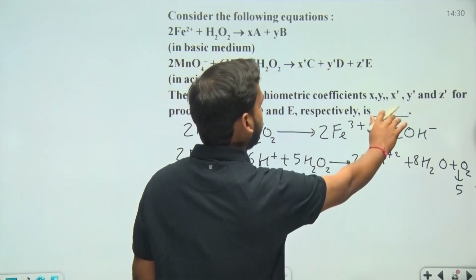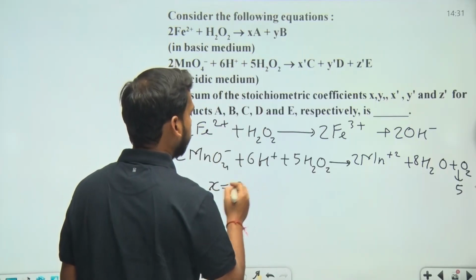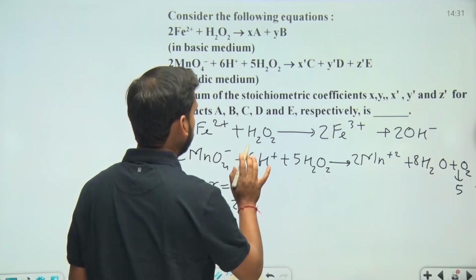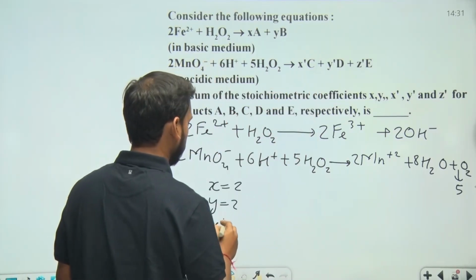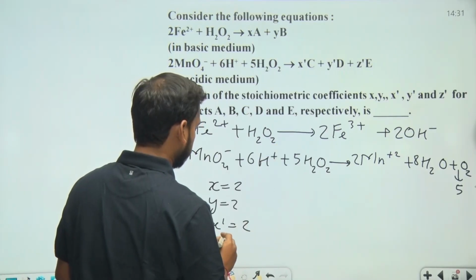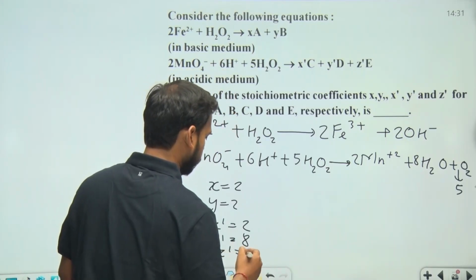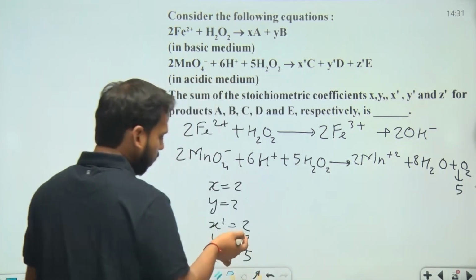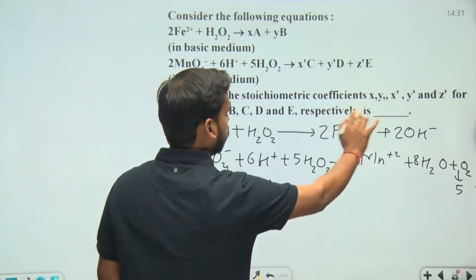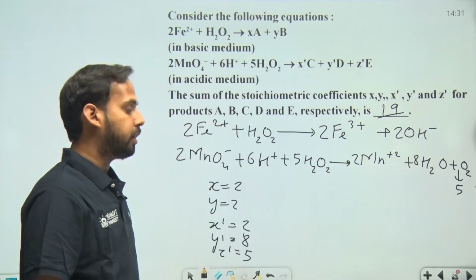So if we have to add the coefficients here, x is 2, y is 2, x dash is 2, y dash is 8, and z dash is 5. So if we add all these things, it's 8, 13, and then 15, 16, 17, 18, 19. So the value of the sum comes out to be 19. So the correct answer is 19.